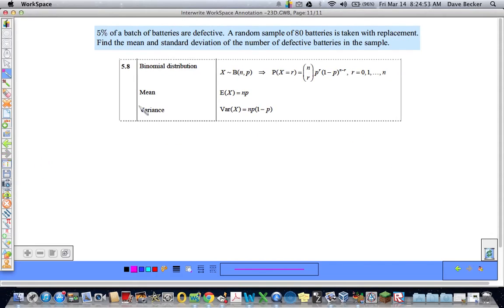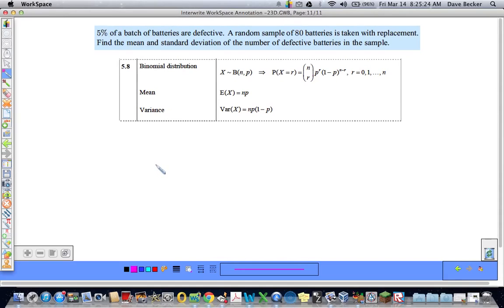Last example, 5% of a batch of batteries are defective. They don't work. A random sample of 80 batteries is taken with replacement. So we can use binomial. Find the mean and standard deviation of the number of defective batteries in the sample. Same type of problem, little bit of a twist.